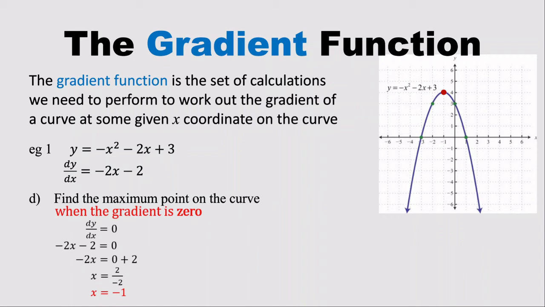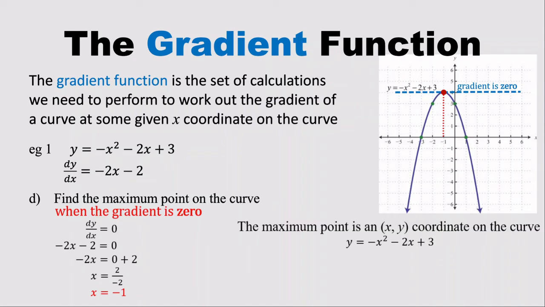However, this is not the answer to the question. The question asked, what is the maximum point on the curve? A point is a coordinate, an xy coordinate. So while x is equal to negative 1 when the gradient is equal to 0, what's y? For this, we're going to need to use the original equation, which tells us what y is in terms of x. Do not substitute negative 1 into the gradient function because that's just going to give us an answer of 0. So our maximum point is the y value when x is equal to negative 1.